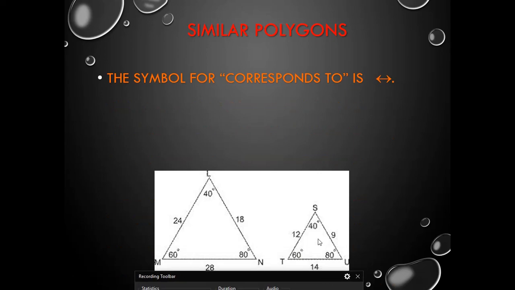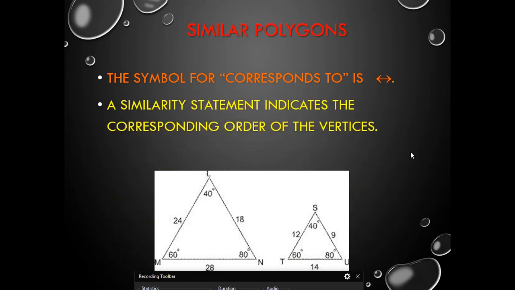Sometimes with similarity, when you want to say that a side corresponds to another side, we use this double-ended arrow, and we just read it as corresponds to. In order to make sure we align the correct sides, typically you'll see what's called a similarity statement, and it will indicate the order of all the vertices.